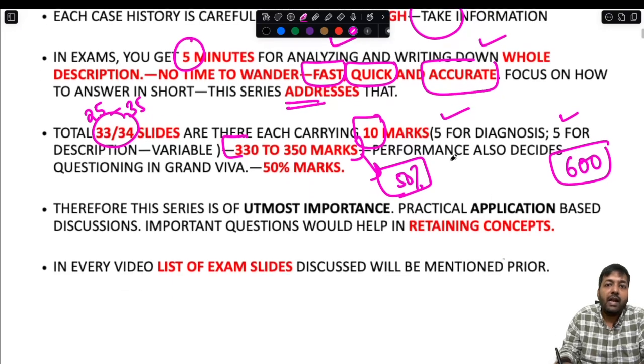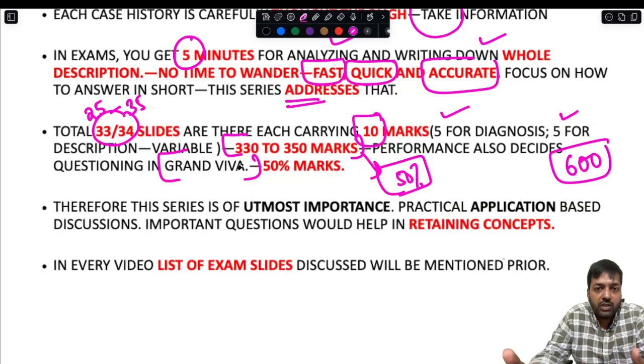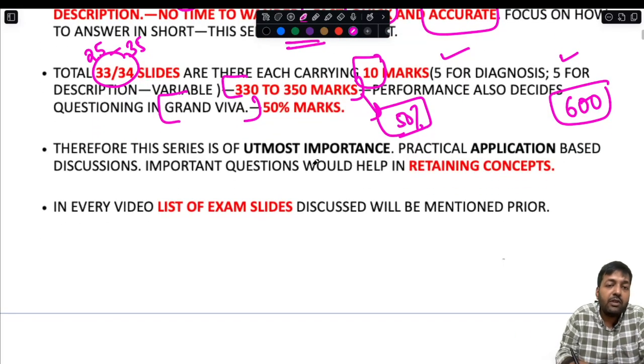Okay, so remember, the performance also decides your questioning in grand viva. Okay, so the way you answer the questions, it is also going to decide what questions will be asked to you in the grand viva in the exam. Therefore, this series is of utmost importance. Practical application based discussion, important questions would help in retaining the concept.